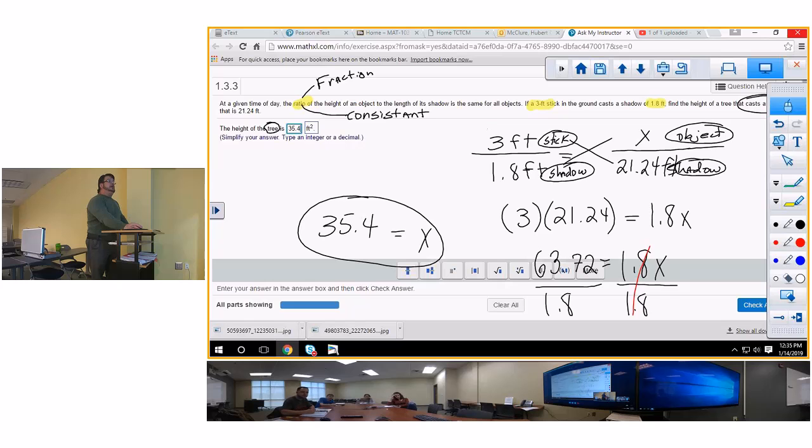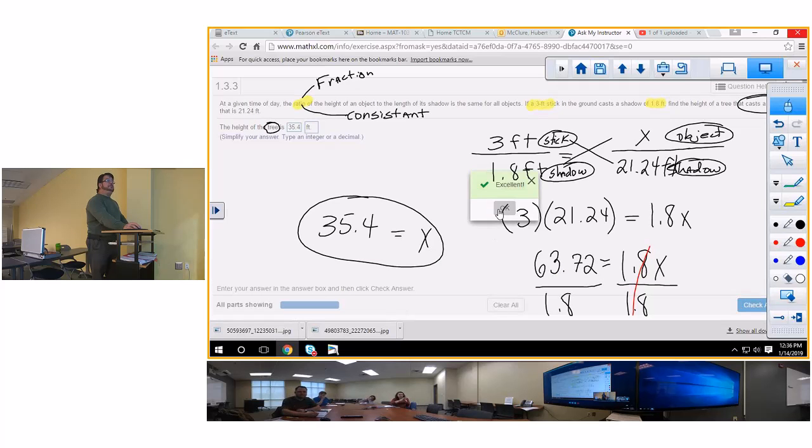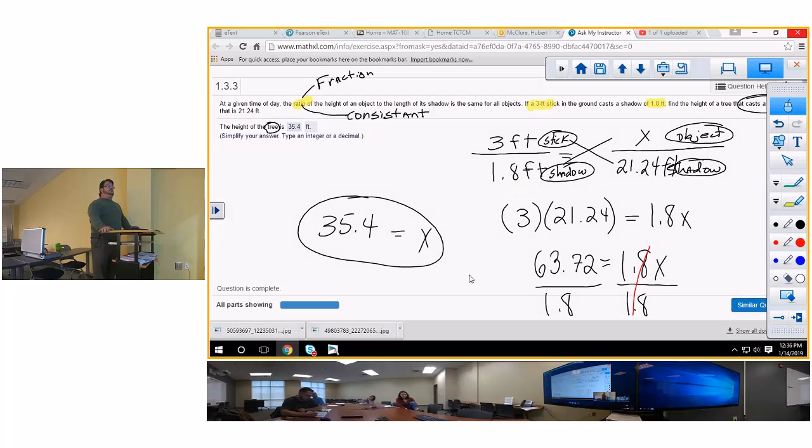So let's take our handy dandy cursor and put it in here. 35.4. And what are trees measured in? Feet. And we should feel good about ourselves. And we do. And that's how you do that question. So let's hit similar and reinforce what we just learned. Do that one. I'm going to hit erase.